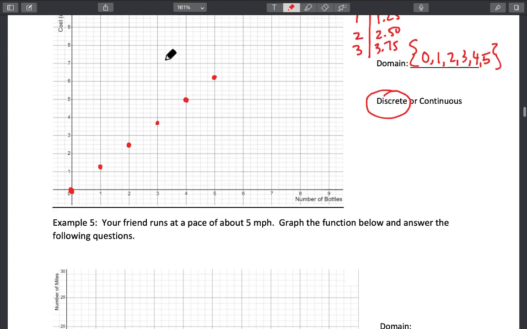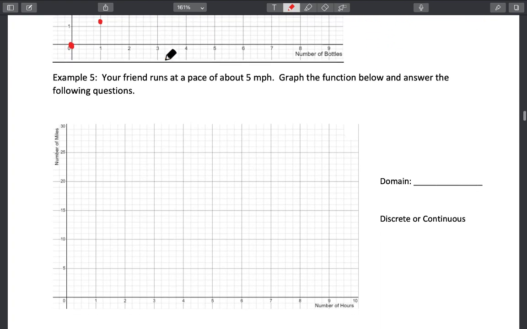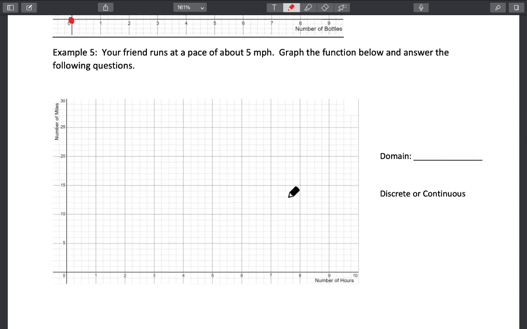All right, our last example: your friend runs at a pace of about 5 miles per hour. Graph the function below and answer the following questions. Now for this one, our domain is going to be continuous. And the domain here is going to represent the number of hours for which that person is running. So we're going to say our x can be anything greater than or equal to 0, because you could run for 0 hours, or you could run up to 10 hours, I guess, if you're physically fit enough.